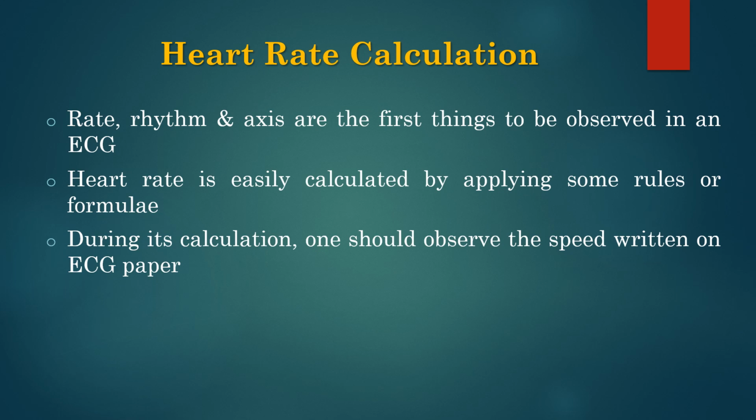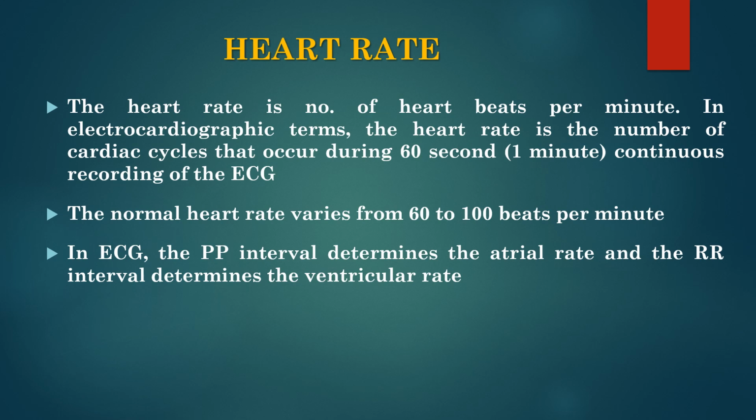During its calculation, one should be very observant of the speed of the ECG paper, how fast the ECG paper is moving. There are basically two speeds. The standard speed is 25 mm per second, while the other speed may be 50 mm per second. So you first and foremost have to see the speed of the ECG paper, and only then can we calculate the heart rate.